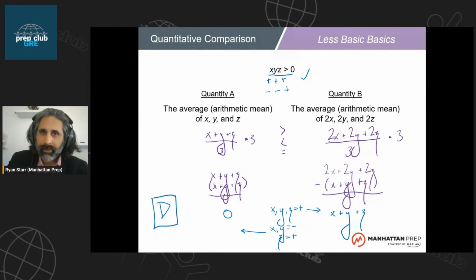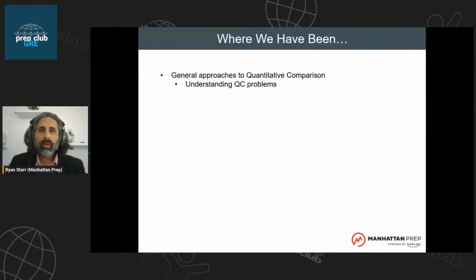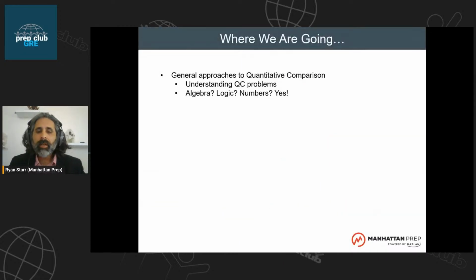So we're going to bear that in mind as we go forward through this whole adventure, all right? We now understand what QC problems are. We understand some of the approaches on QC problems.